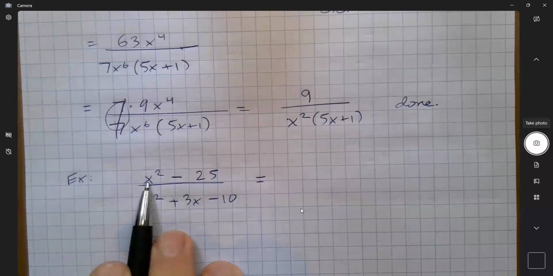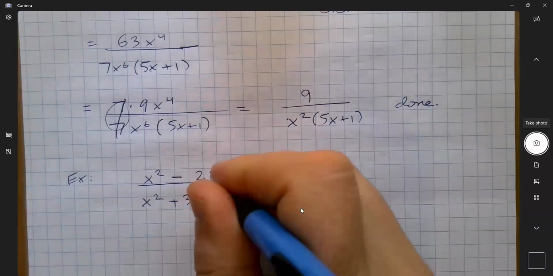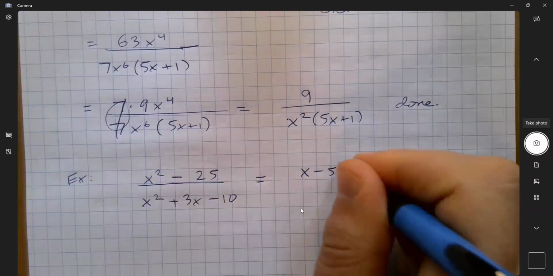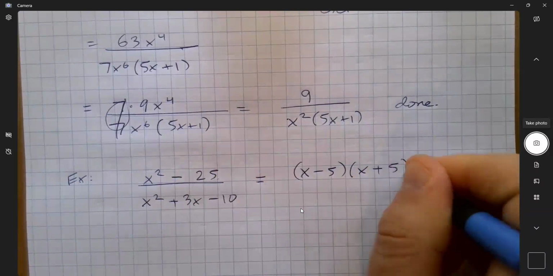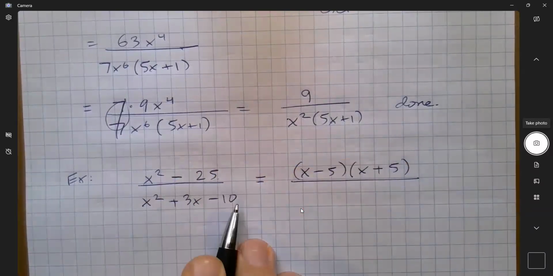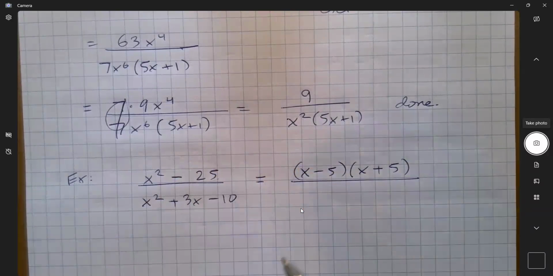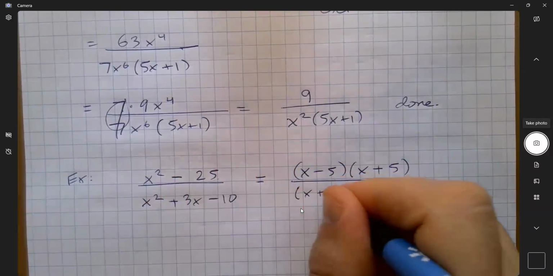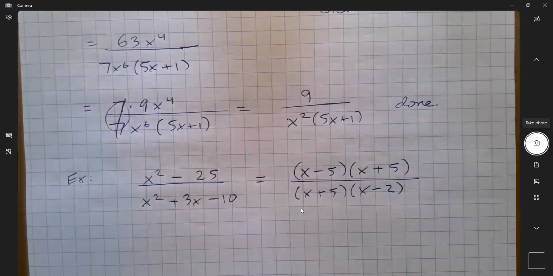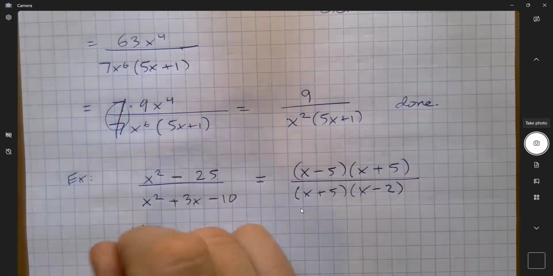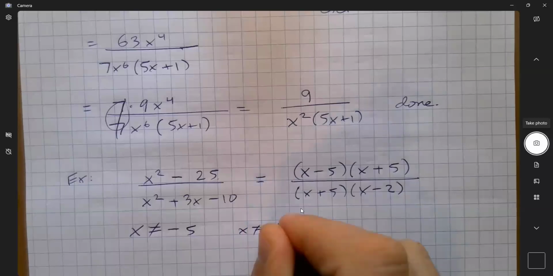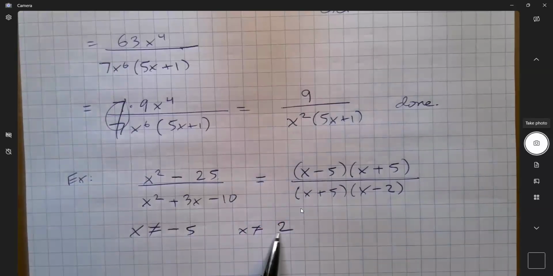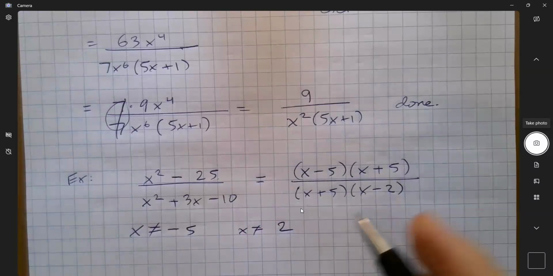And if I factor that, I'm going to recognize the top as a special case. 25 is 5 squared, so that must be x squared minus 5 squared, which is x minus 5 times x plus 5. And if I box method on the bottom, I would find it's going to be an x plus 5 times an x minus 2. So my acceptable values are all numbers except for x equals negative 5 and x equals positive 2. And that's going to be true even after I do this cancellation.